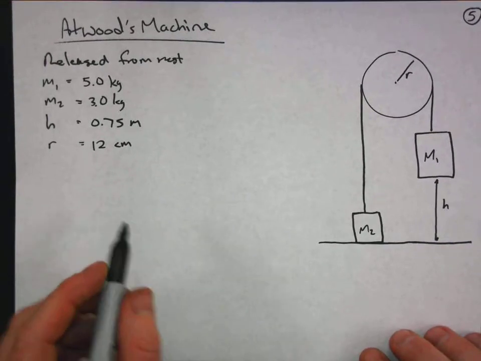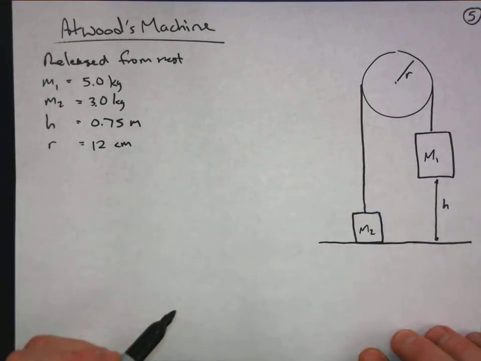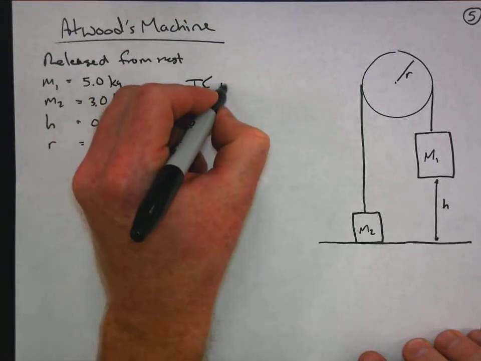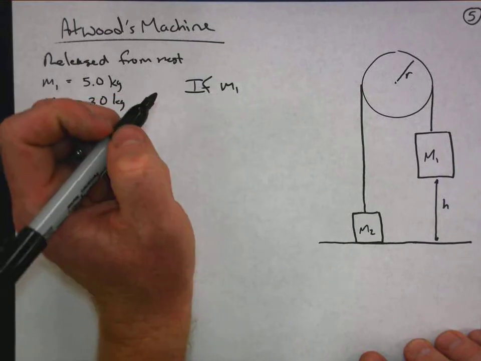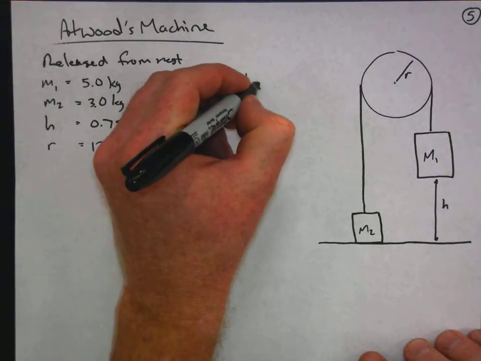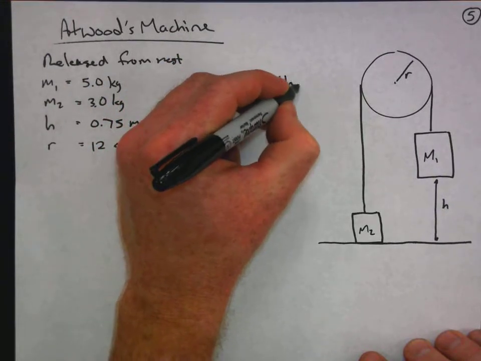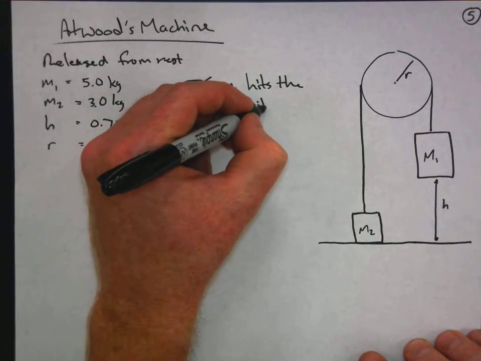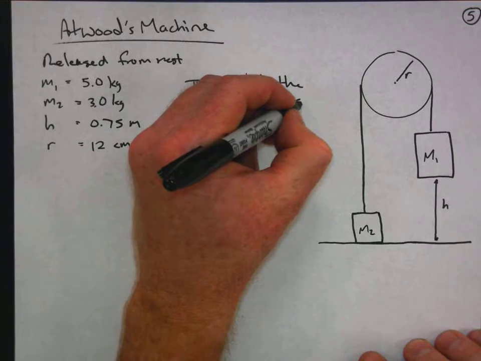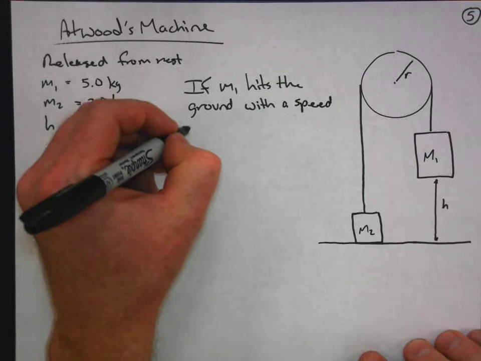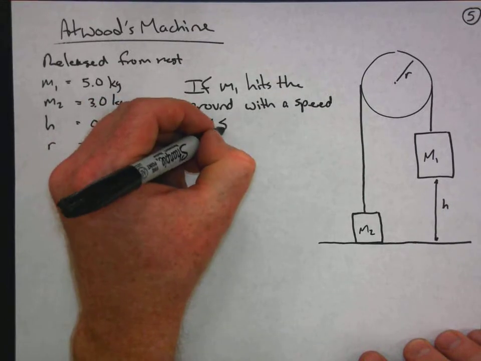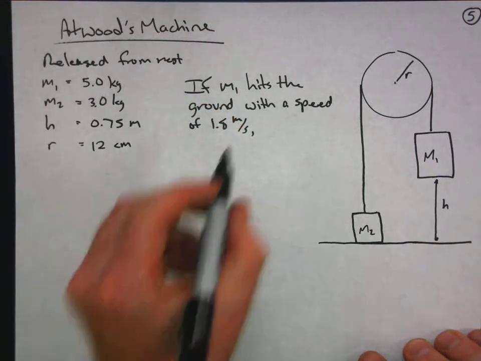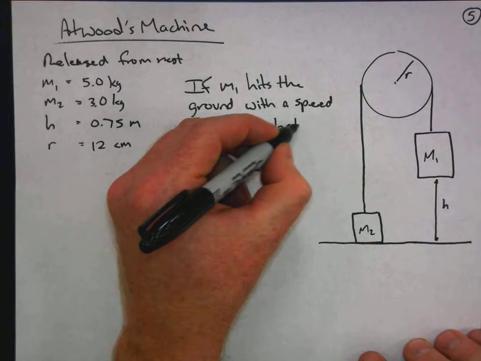So when released, M1 falls and hits the ground with a speed of 1.8 meters per second. Then what we want to know is, what is the pulley's mass?